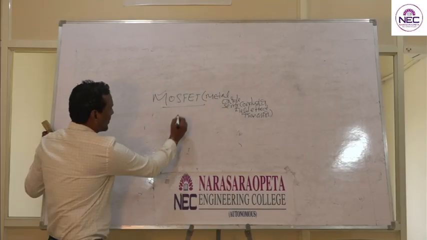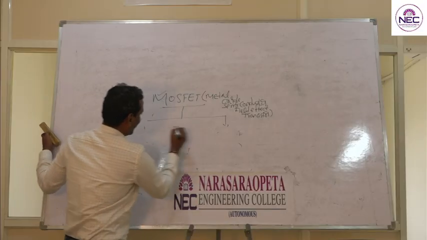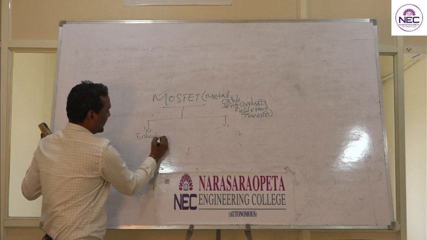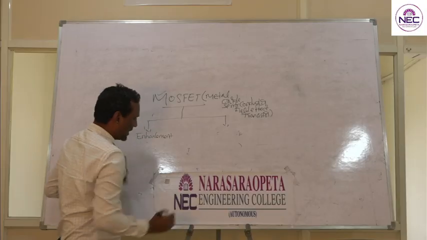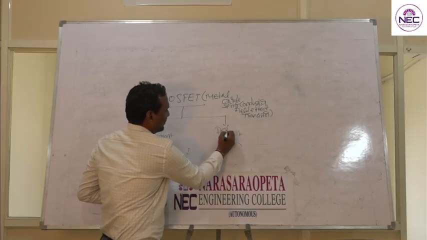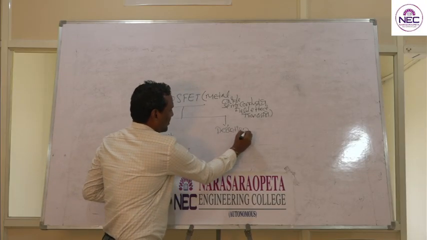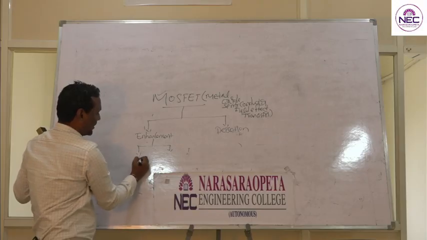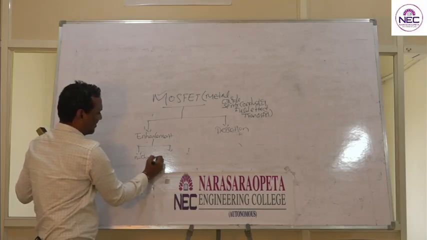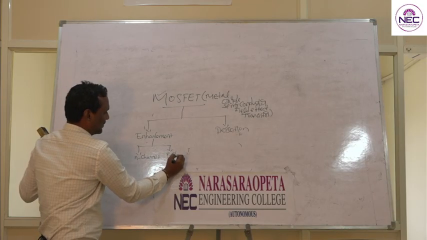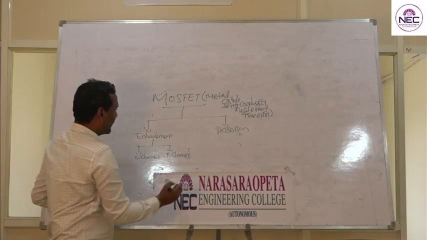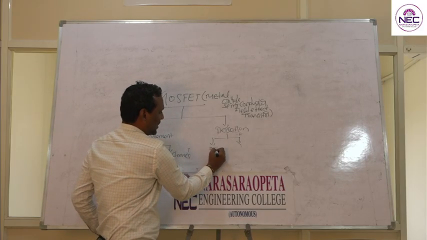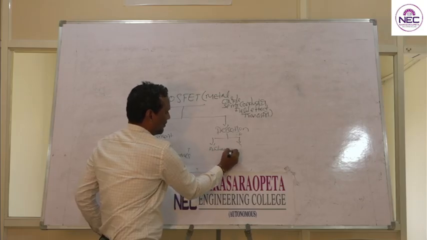MOSFETs are classified into two types. One is the enhancement type MOSFET, and the second one is the depletion type MOSFET. Again, the enhancement type MOSFET is classified as N channel and P channel. Similarly, the depletion type MOSFET is also N channel and P channel.